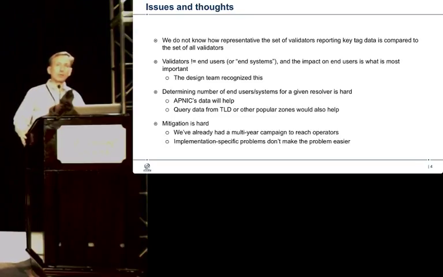A really, really important note here is that validators obviously do not equal end systems or end users. And what's really ultimately important is the impact on things that are relying on these, whether the things are actual people with eyeballs or machines with automated processes. So a validator could be in my basement, and the people who will be inconvenienced would be my family if I actually had DNSSEC validation turned on.